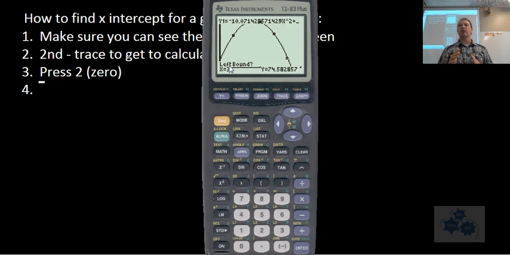The graph is going to intersect the x-axis. We have to tell the calculator what is the leftmost boundary and then what is the rightmost boundary.